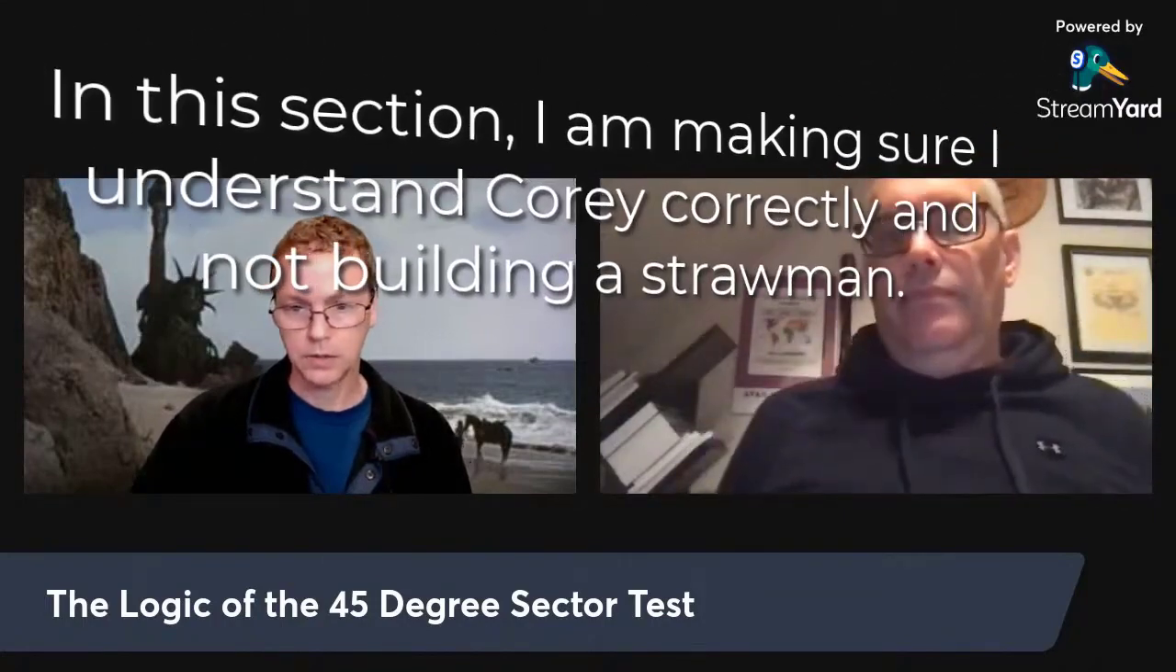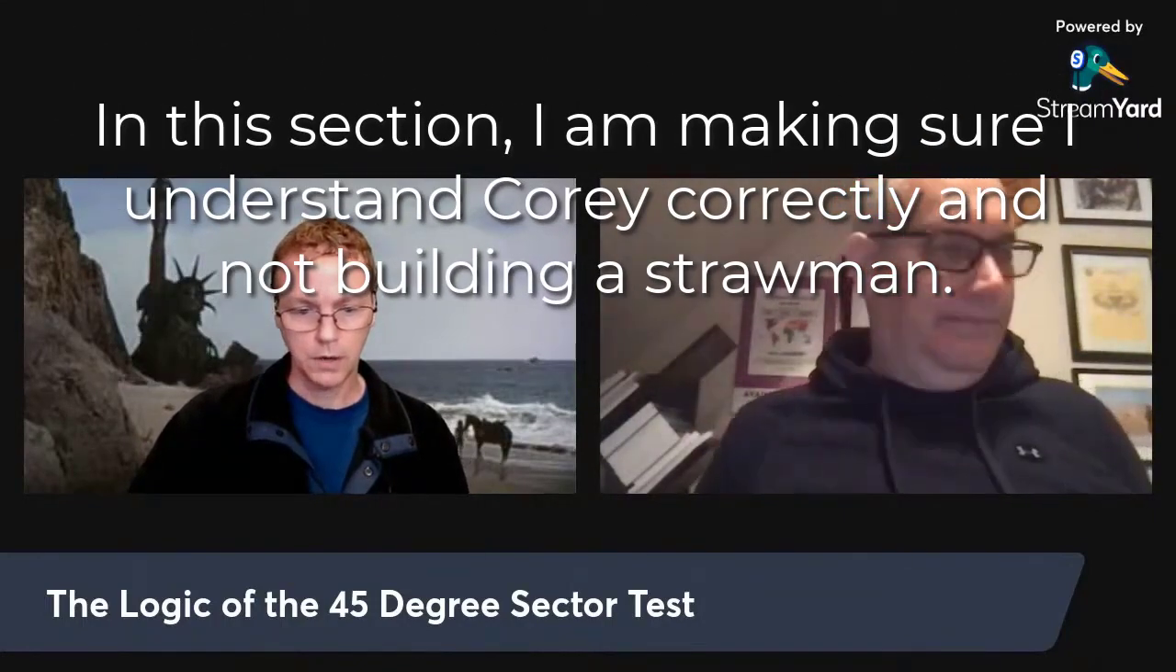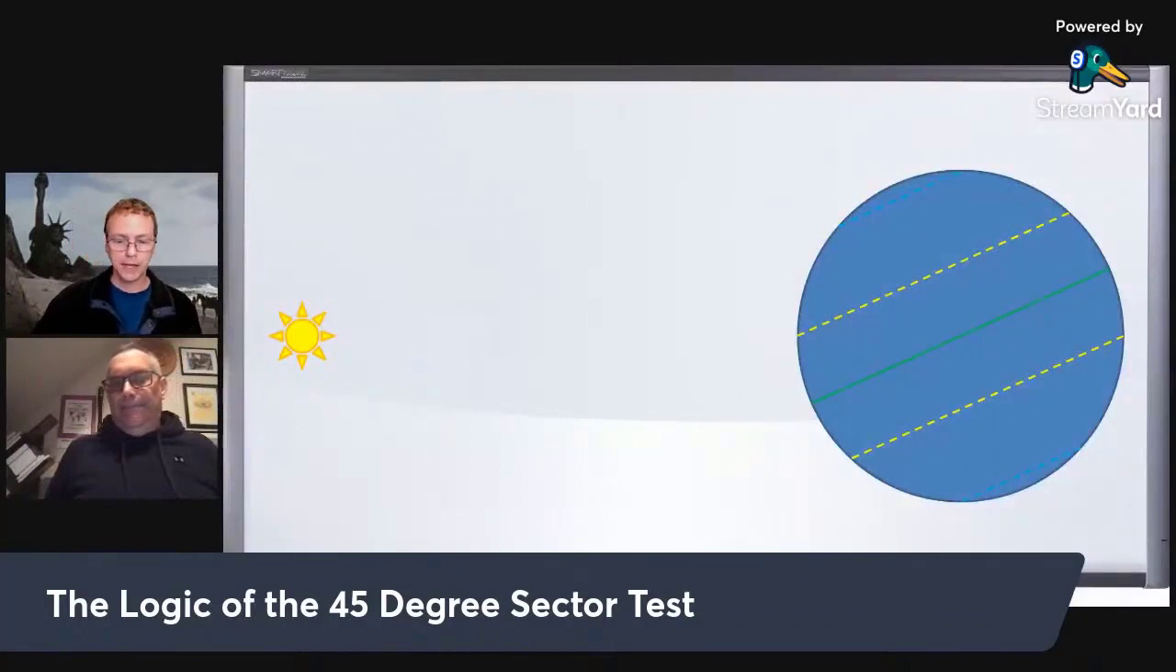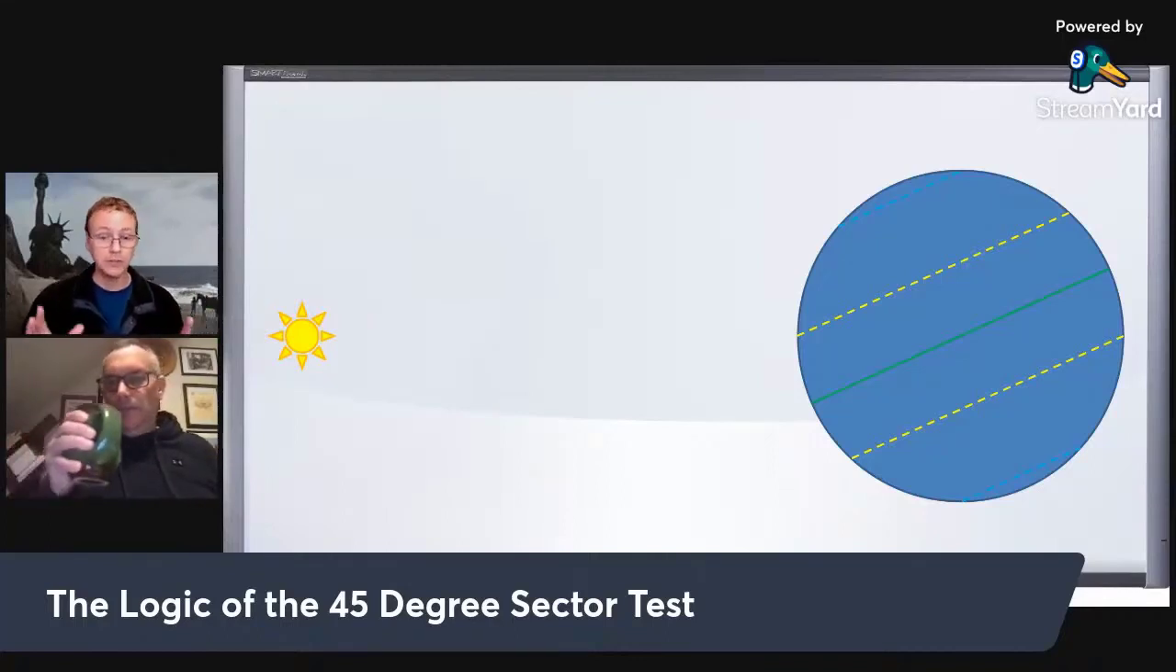Let me share that screen. Okay, so let me break it down if I can. The gist is this. It is your basic globe model as we understand it. I'm not trying to presuppose this. I'm trying to say this is what we've been told, and the 45-degree sector test is based on our understanding of this model. So this is supposed to be the Earth here.